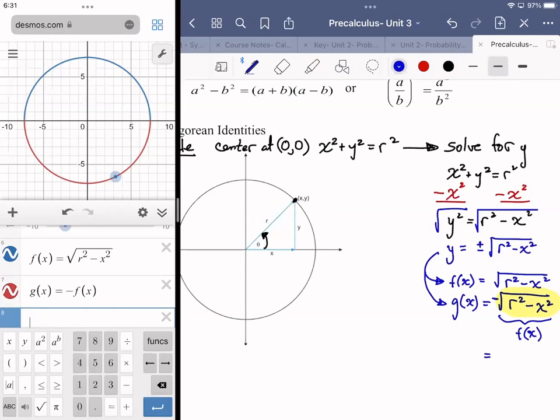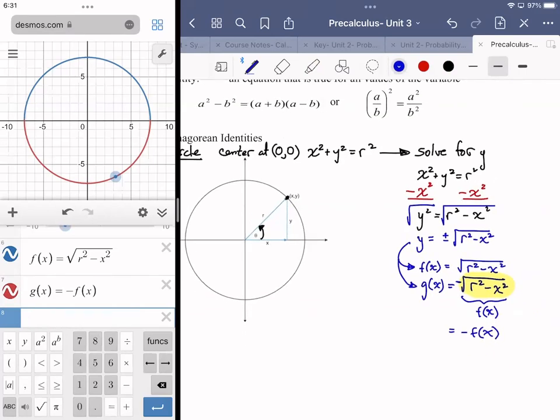So g of x can be thought of as negative f of x. They're the same thing. It shows us that if you know the top half is a circle, in this case, with a broader topic called conic sections, which is what we're working towards in this unit. If you know something about the top half, then you can draw conclusions about the bottom half. If you know something about the left half, you could draw conclusions about the right half. So that's kind of a cool relationship.